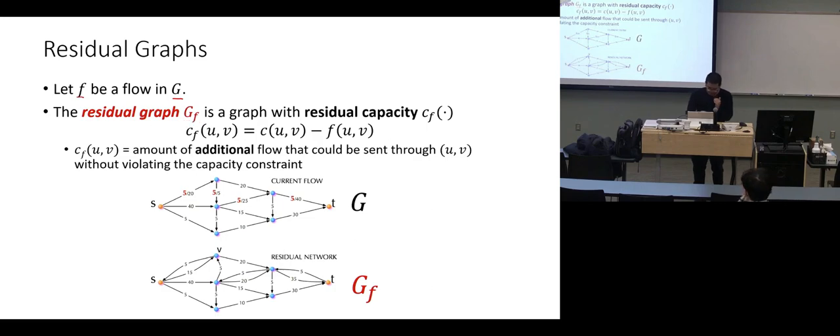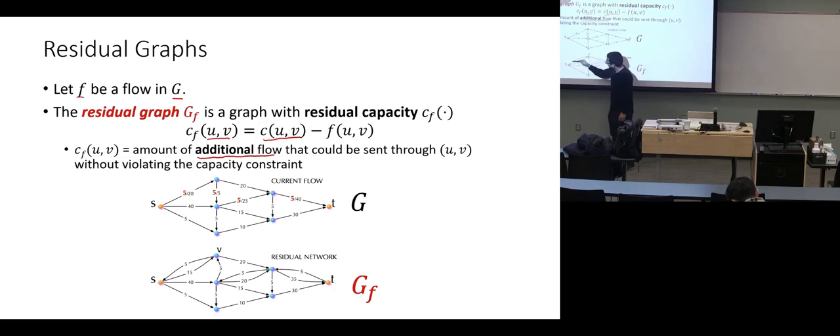So the residual capacity of each edge UV is just the capacity of the original edge minus the amount of flow that you have used. You think of this residual capacity as the amount of additional flow that could be sent through this edge without violating the capacity constraint. If you look at this picture, focus on the edge that goes from S to this node V. The residual capacity from S to V is now 15, because it has 20 and you have used 5 units.